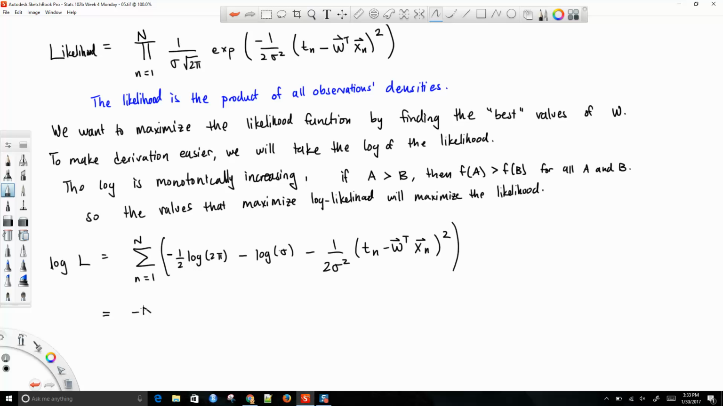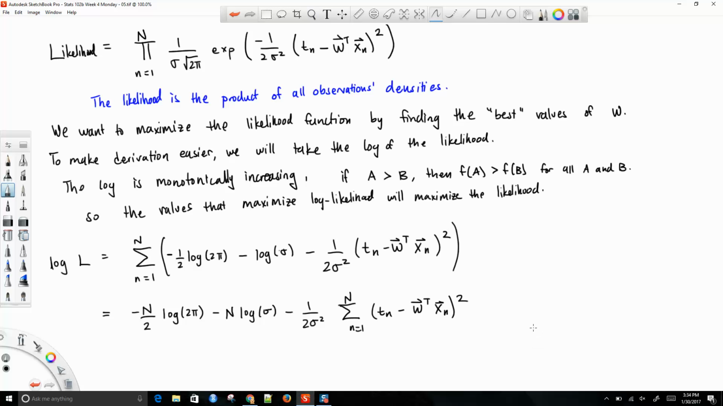So this is going to be negative capital N times all of this. And then same thing here, minus n log of sigma, because all of these values are the same for every n. This part also does not depend on n, so I can pull that out of the summation. And then the summation just goes on the inside term here. So this is n equals 1 to N of t sub n minus w transpose xn squared.